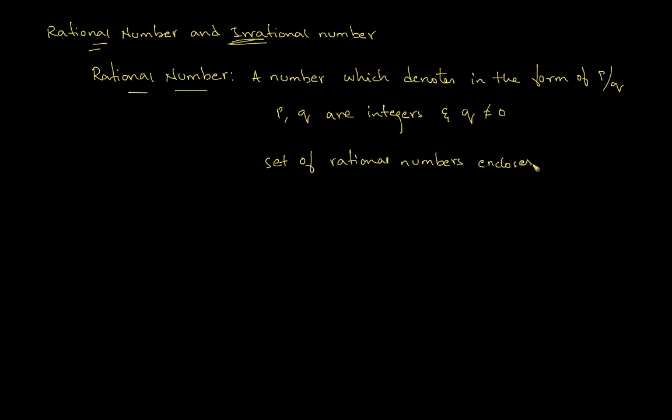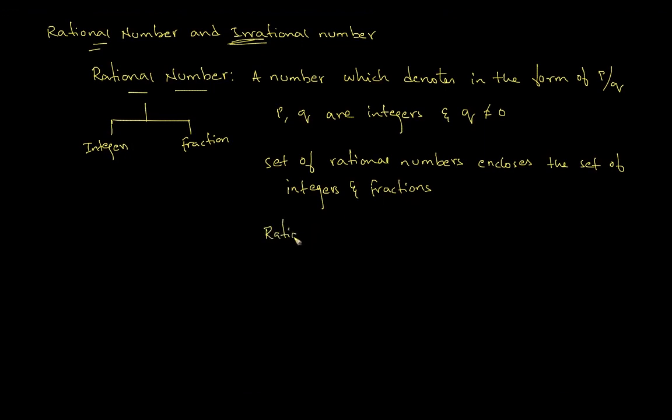encloses the set of integers and fractions, right? What we discussed in the number chart, if you remember, these rational numbers are classified into two more parts: integers and fractions, right? The same thing I have written here. The set of rational numbers encloses the set of integers and fractions.